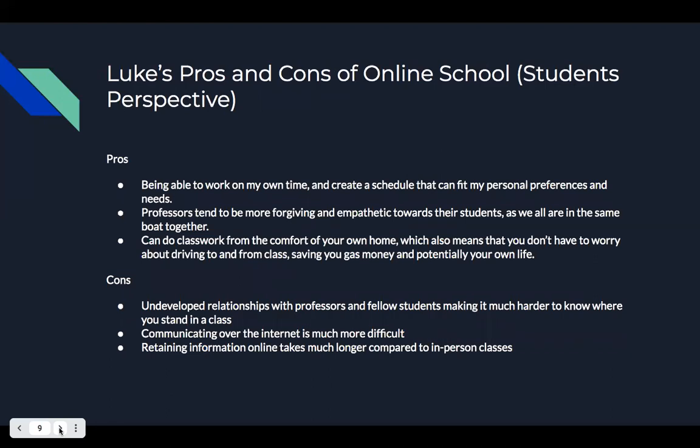Some of my own personal pros and cons: being able to work on my own time. Professors tend to be more forgiving and empathetic. I can do my classwork from the comfort of my own home, so that saves me gas money and potentially my own life. Undeveloped relationships with professors and fellow students is a con, and also communicating over the internet is much more difficult, and retaining information online takes much longer compared to in person.